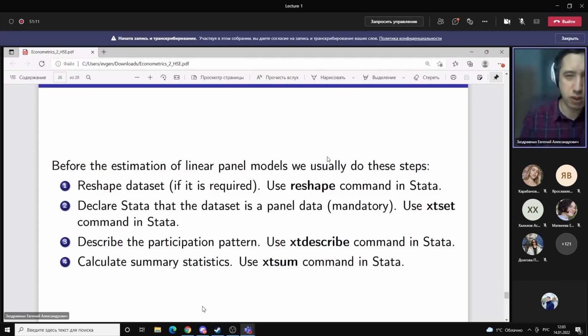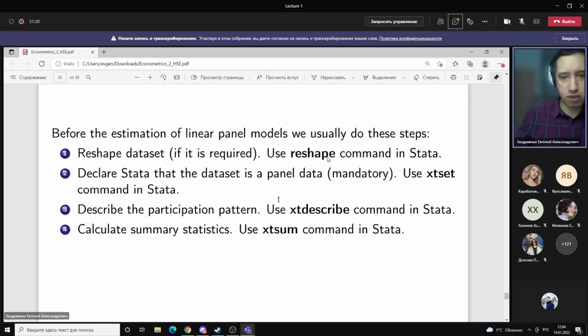Next, once you reshape your dataset, you should declare to Stata that the dataset is panel data. Stata doesn't understand whether you work with cross-sectional or panel data. You should tell Stata that your data is a panel. To do this, use the xtset command. Next, you should describe the participation pattern with the xtdescribe command, and you should calculate panel summary statistics using the xtsum command in Stata.